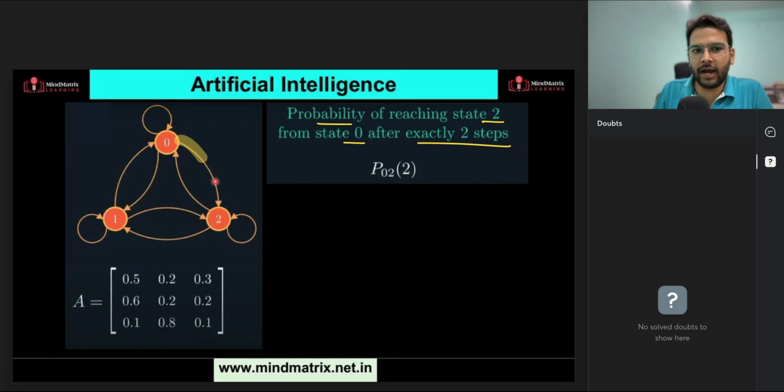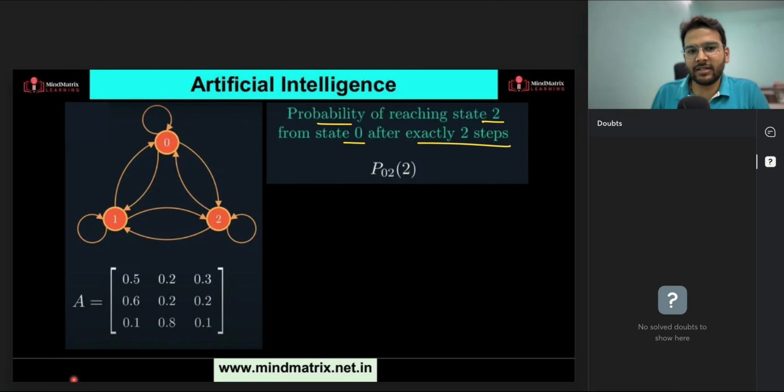Correct? 1 and 2. What else? 1 and 2. Again, we can reach like this. Is there any other way? Yes. Carefully see this. 1 and 2. Is this clear to all of you?